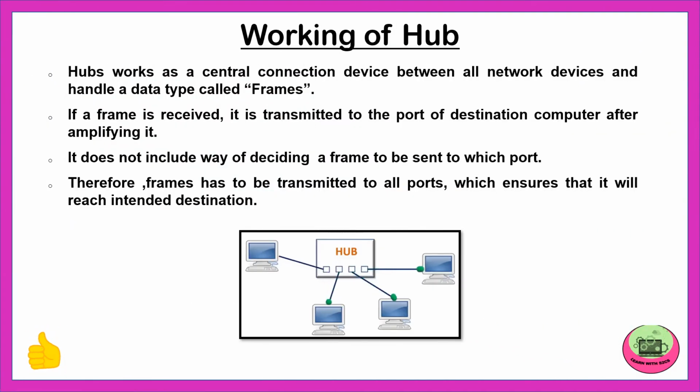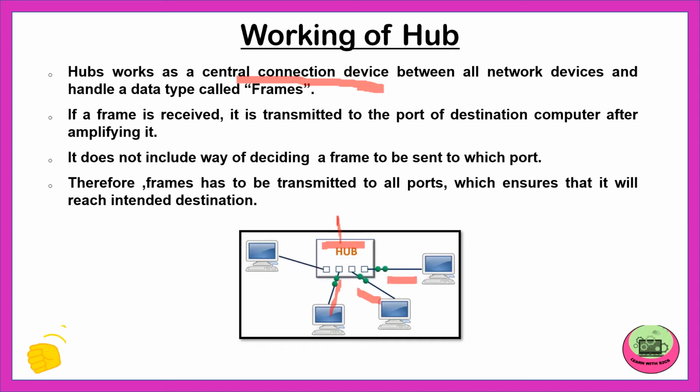Next is working of hub. Now how does this hub work? I have also given you a figure, a moving figure, where you can see how the data is being moved from a hub to all other destination computers. A hub works as a central connection device between all network devices and handles a data type called frames. It is a central device, as you can see here. If a frame is received, it is transmitted to the port of the destination computer after amplifying it. So it is amplified first and then sent to the different computers.